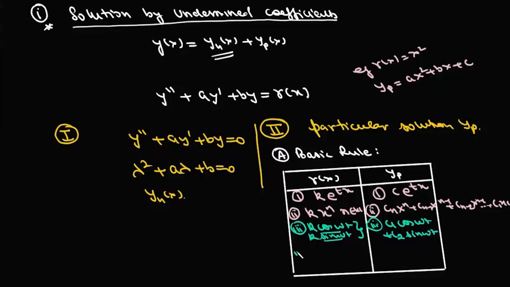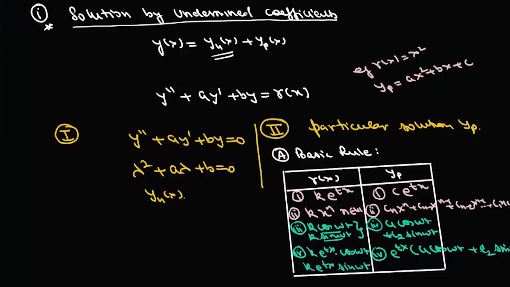And if it is of the form k e^(γx) cos ωt or k e^(γx) sin ωt, then we have to choose yp as e^(γx)(c1 cos ωt + c2 sin ωt).